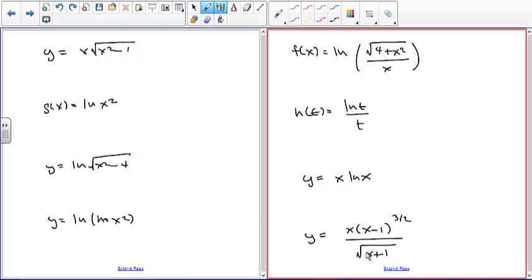Okay, so let's do the first 2 pages. You might not be finished, but let's go ahead and review, and then we'll do the rest of them on Friday.